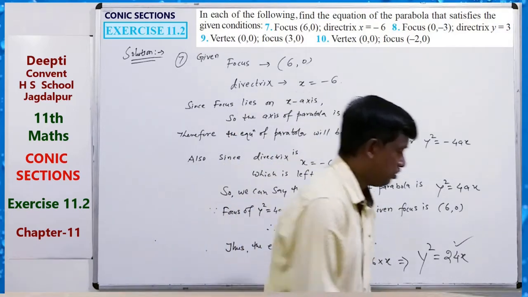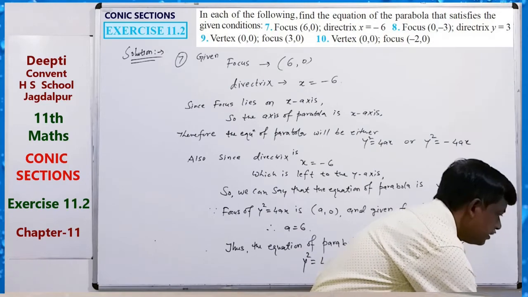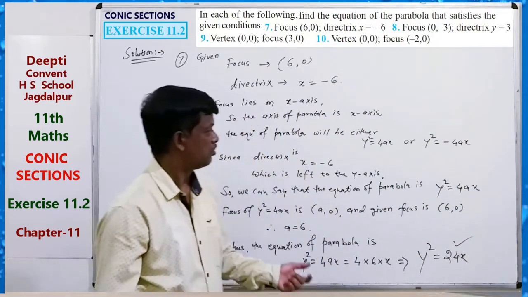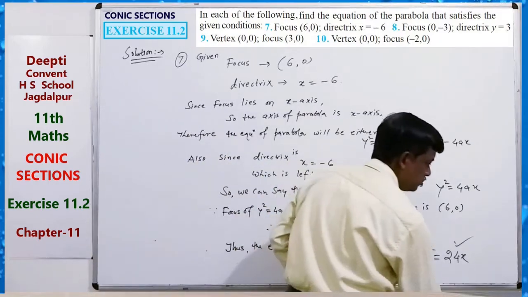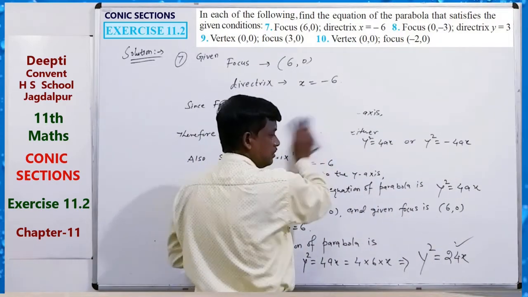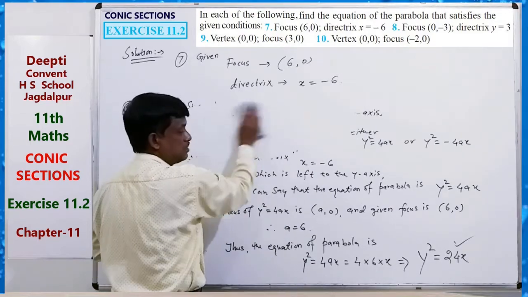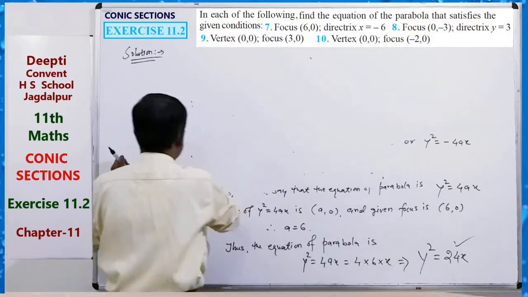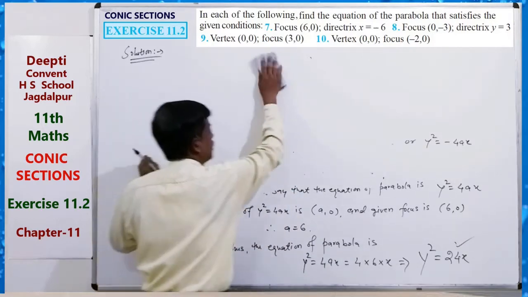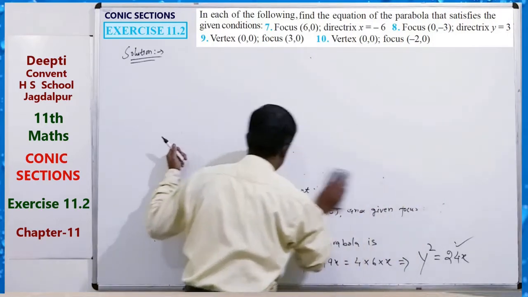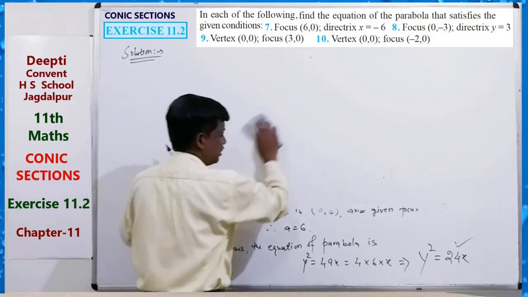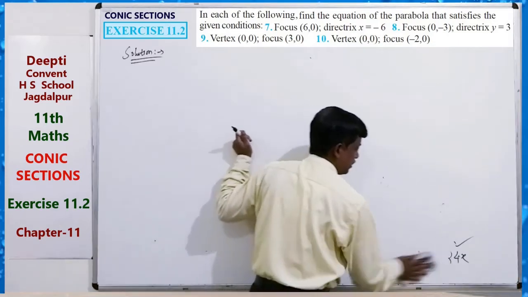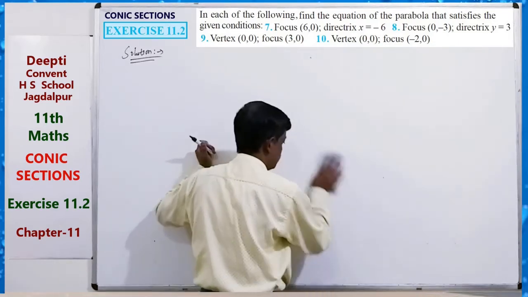Okay, so now question 8, focus and directrix are given, so you can do it yourself. Just write what will be the solution. The focus is given as (0, -3). For these questions I am giving only the hint and you write the solution. Here the focus is (0, -3) and the directrix is y equals 3.